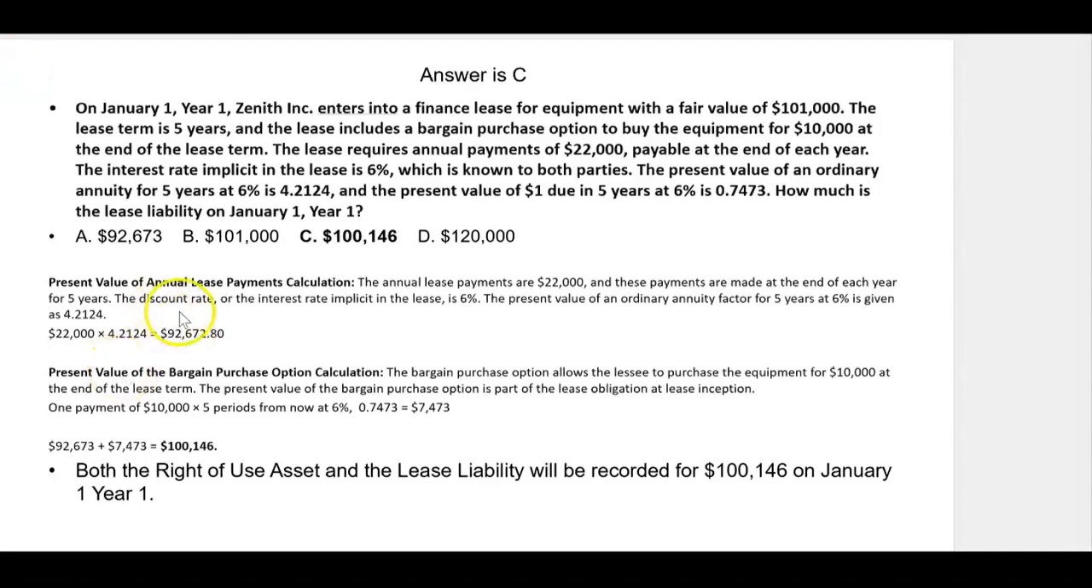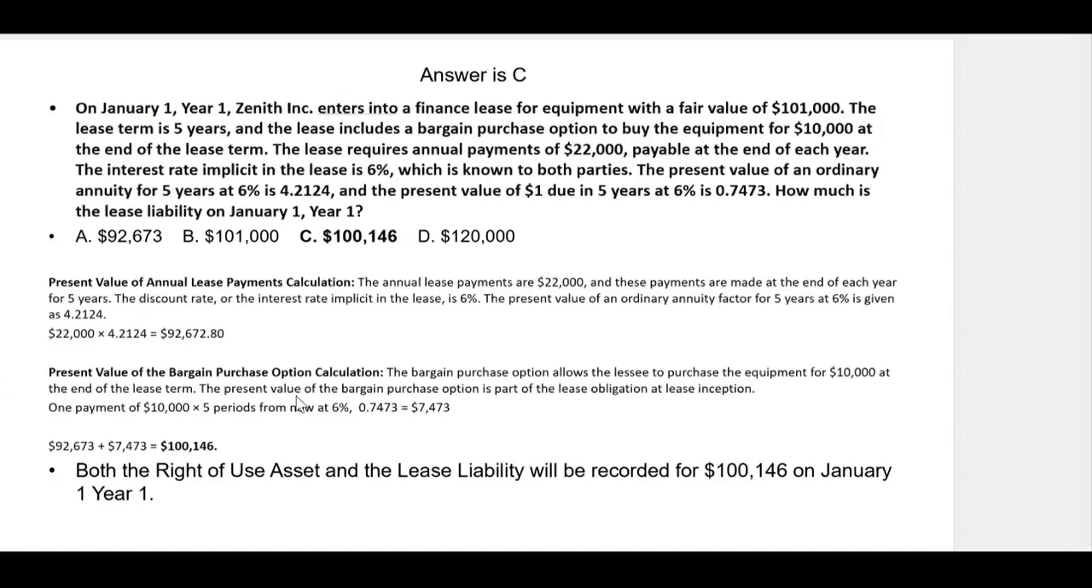First, the present value of the annual lease payments. Each lease payment is $22,000, and it's made at the end of each year. Right now we're at the beginning of the year, and since the first payment is not due now, we don't use the annuity due factor. We use the ordinary annuity factor, which is given at 4.2124. So just multiply 4.2124 times 22,000, and we get 92,673. But before we choose letter A, remember there's a bargain purchase option in this lease.